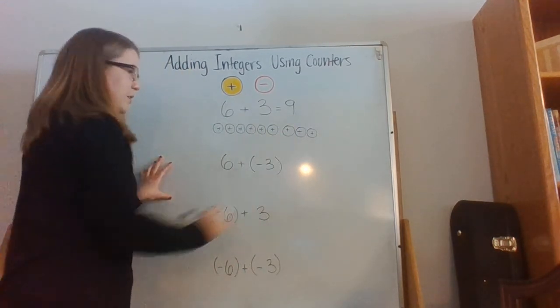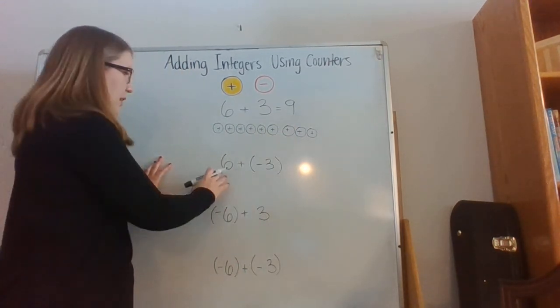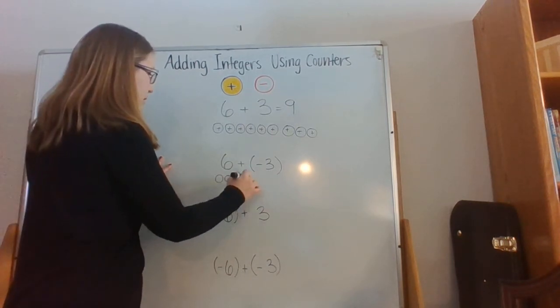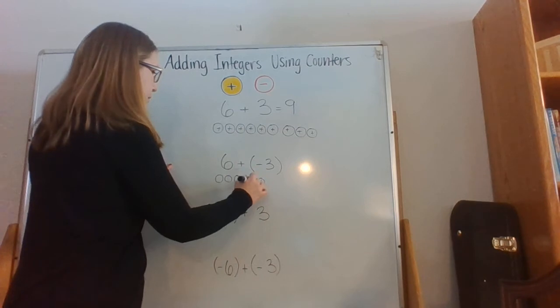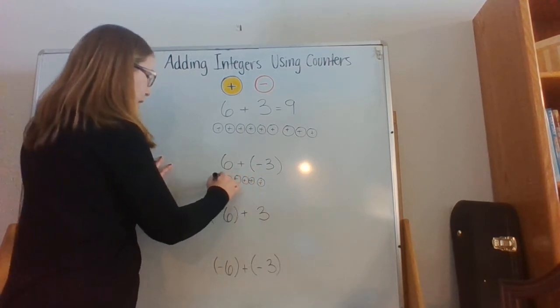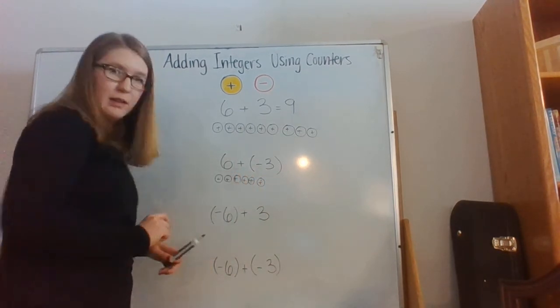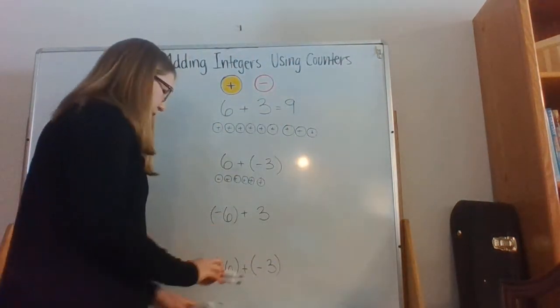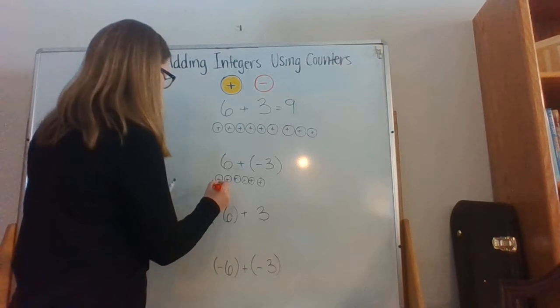Now I have 6 plus negative 3. So positive 6 plus negative 3. So I have positive 6. And now I am going to add 3 negatives to that. So I have 3 negatives.